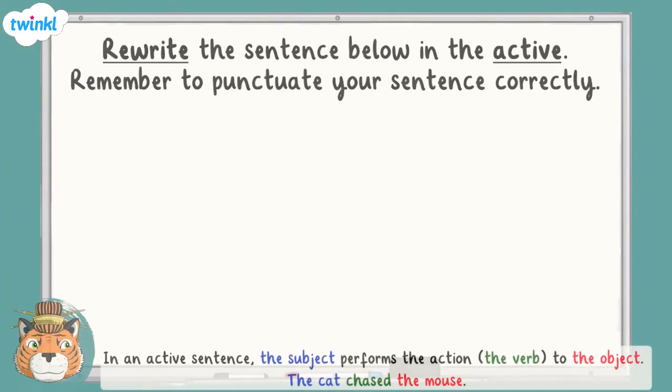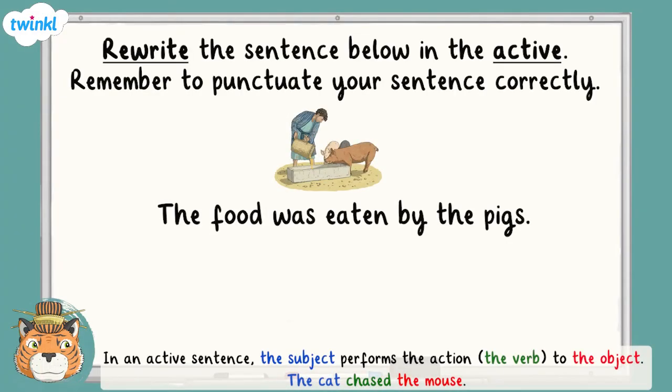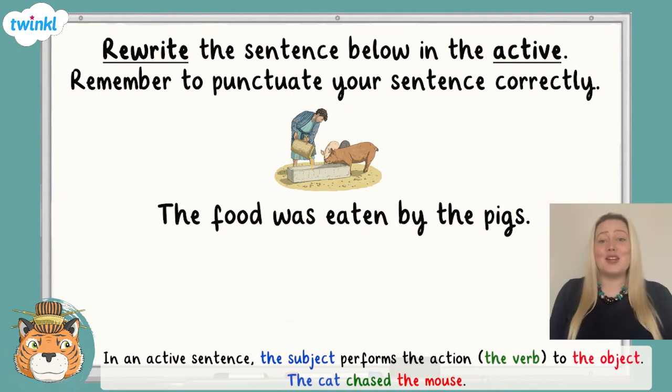Now it's time for our final question. Rewrite this sentence so that it's in the active. You may wish to say your sentence out loud, or you may wish to write it down on a piece of paper or a whiteboard. Remember to punctuate your sentence correctly using capital letters and full stops. The sentence says, the food was eaten by the pigs. Pause the video now and press play when you have an answer.